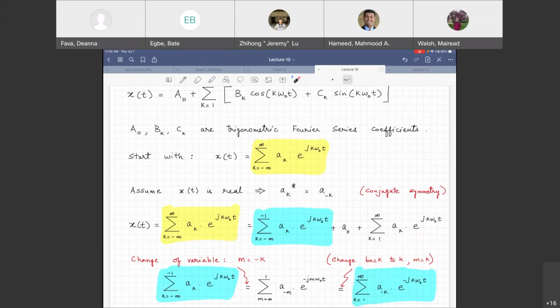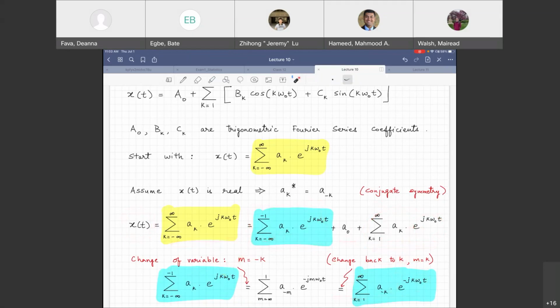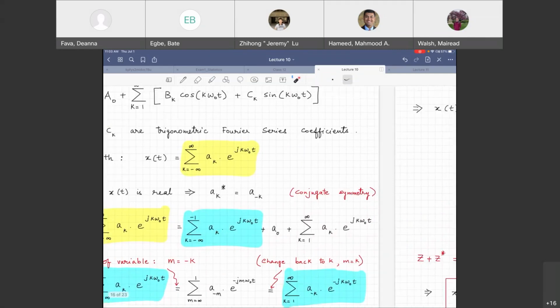Questions about this so far? We are doing all of this so that we can combine these, this and this. X of t is represented by this, broken up into three summations. We have taken the first piece here and tried to simplify it so that you get two summations that are both going from 1 to infinity. In one, you have ak, in the other, you have a sub minus k. In one, you have e to the plus jk omega naught t. In the other, you have e to the minus jk omega naught t. So let's try to see if we can combine them.